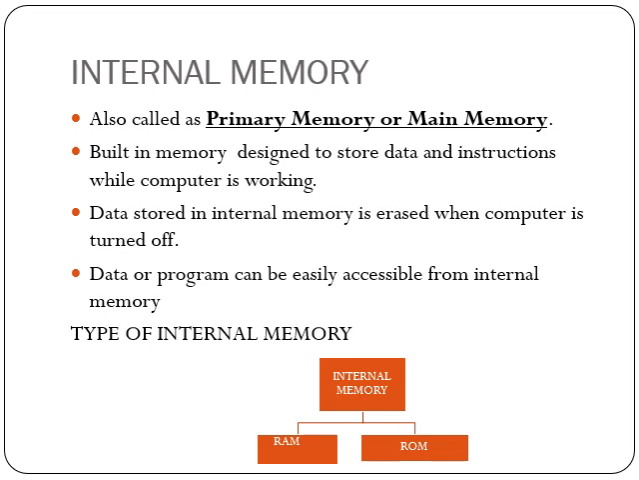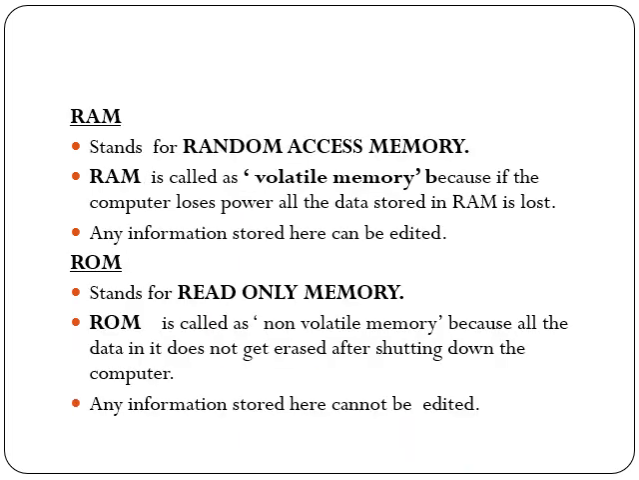And primary memory is of two types. One is RAM, another one is ROM. Now, RAM. RAM stands for random access memory. RAM is also called volatile memory. What does this volatile memory mean?